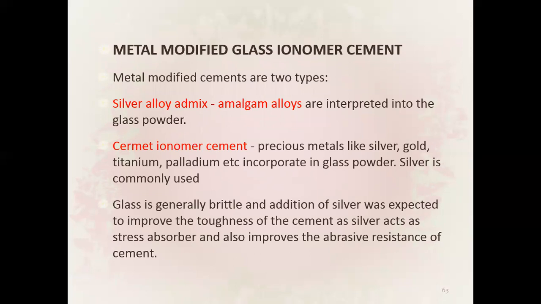Then we have cermet ionomer cement. Precious metals like silver, gold, titanium, palladium, etc. are incorporated in glass powder. Silver is commonly used. Glass is generally brittle, and addition of silver was expected to improve the toughness of the cement, as silver acts as a stress absorber and also improves the abrasive resistance of the cement.